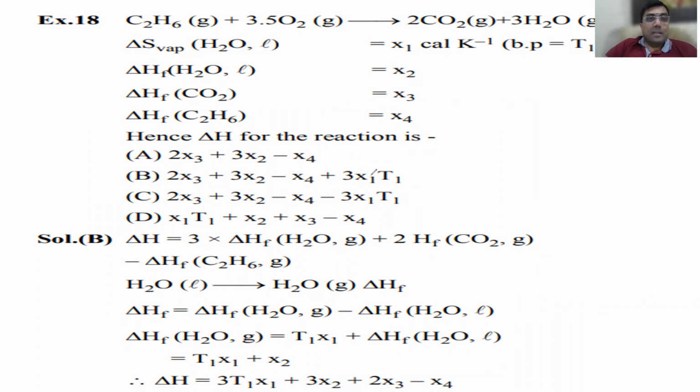Now listen carefully. Heat of formation of water is given. Heat of formation of CO2 is given. Heat of formation of C2H6 is given. So what you have to find is the heat of combustion of ethane. That is required. So how to solve? Let us solve here.